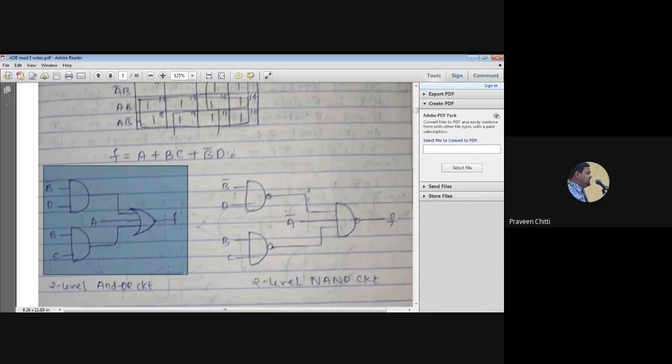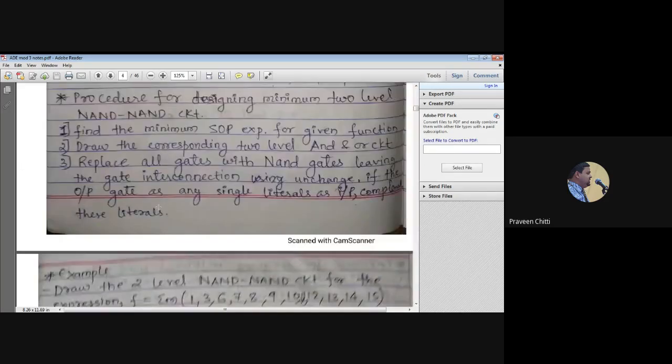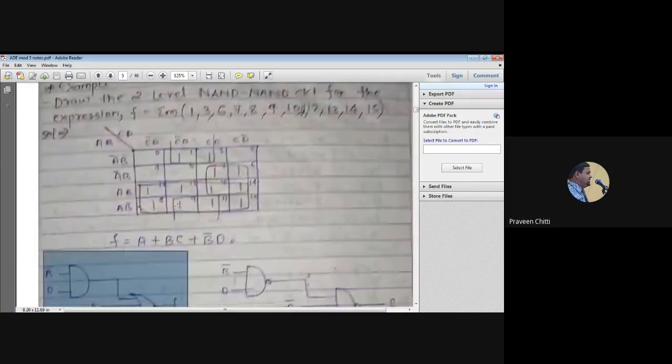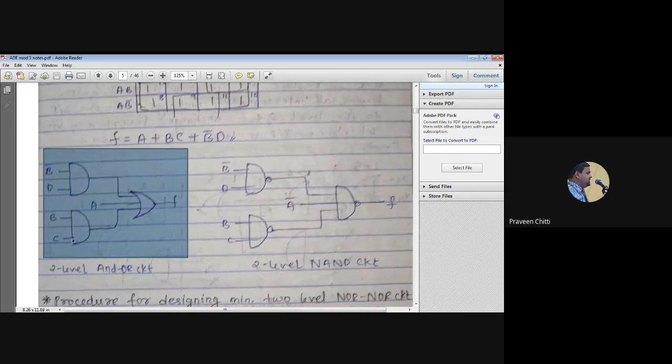Right. Now, how should it be translated to NAND? What have I told in this procedure? Replace all gates with NAND gates, leaving the gate interconnection unchanged. That means the interconnection you have to keep as it is. So this particular circuit you have to translate to NAND. Every gate should be changed to NAND gate. See here, NAND, NAND. Everything is as it is, including input and interconnection.